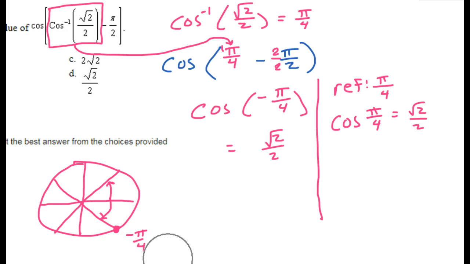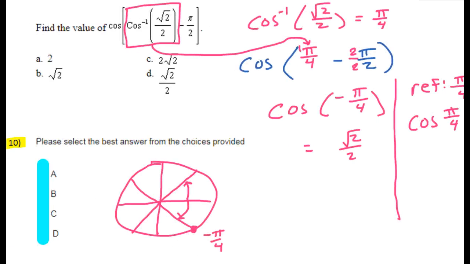So the only question is, in this quadrant, is cosine positive or negative? Well, cosine is an x value on the unit circle. So x values are positive over here on the right-hand side. So this should be positive. So the answer should be radical 2 over 2. So the answer should be D.